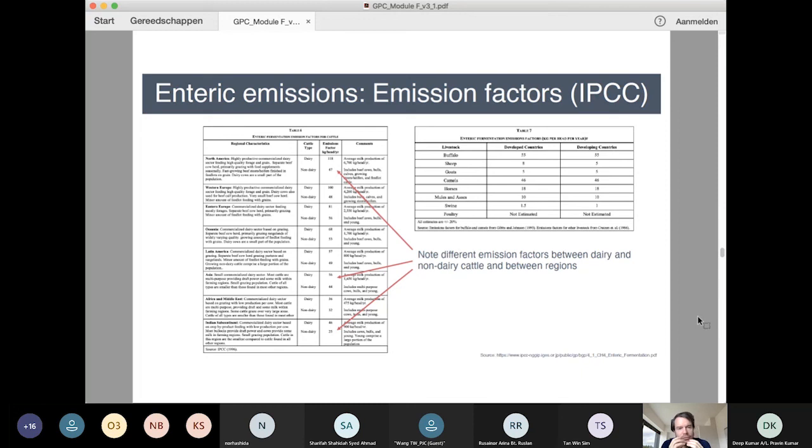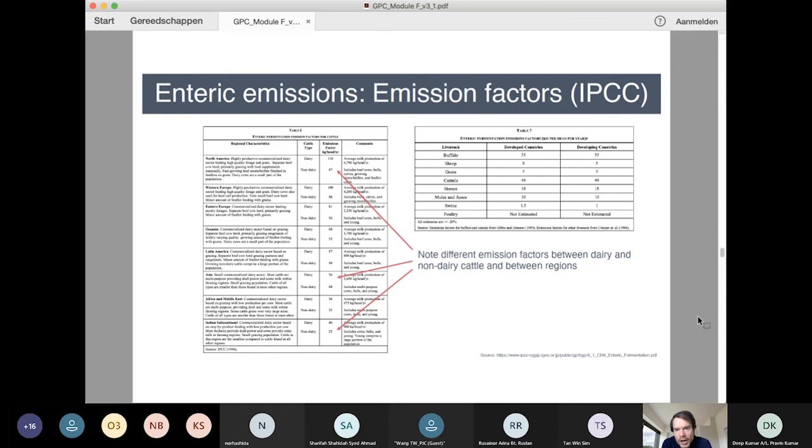Again, the region is important because it's an indication of diet, but it's also an indication of the type of dairy, the type of sector they're in. Is it very commercial? Is it not that commercial? And also the difference between dairy and non-dairy cattle. They will have very different emission factors depending upon their digestive systems. So it's important not to just apply a random emission factor that you find, but bear in mind this changes quite a lot between geography, but also between the type of animal.